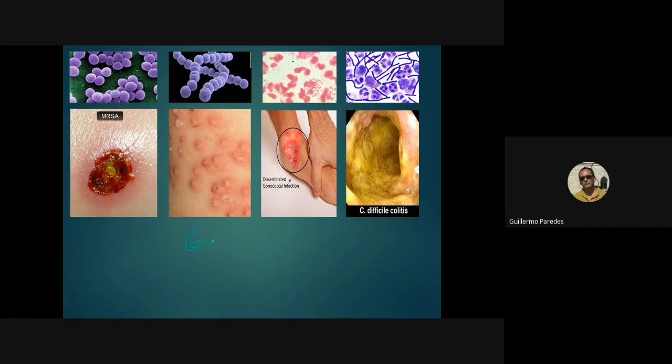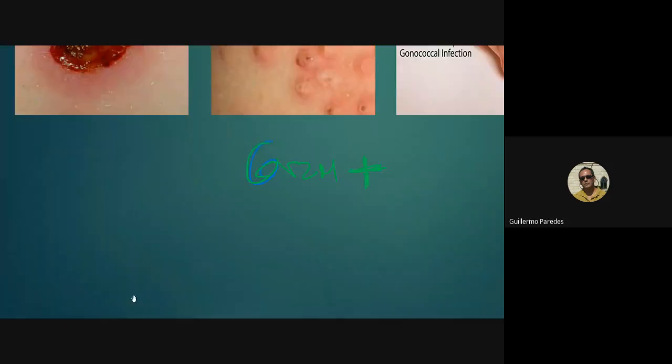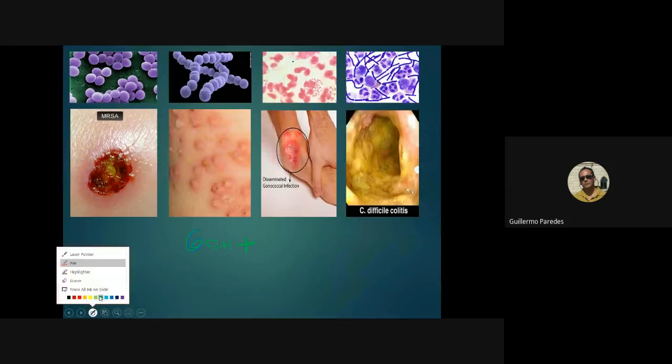We have gram positive, and we have gram negative. If you remember, gram positive are going to be positive, blue, going to heaven. Gram negative, red, fire, you go to hell, negative, down. Okay, so don't forget that. It's coming for the exam. Gram positive will be red or pinkish.